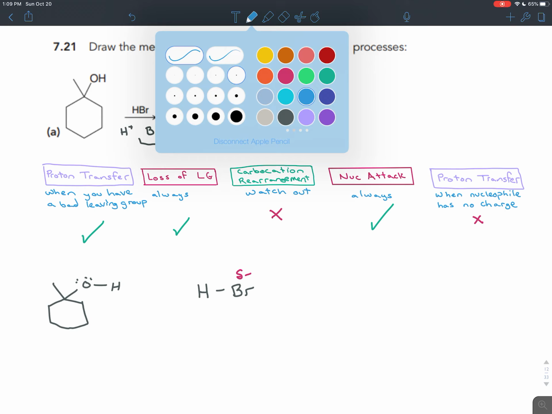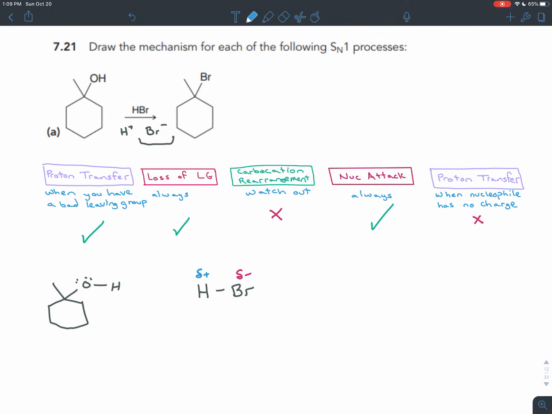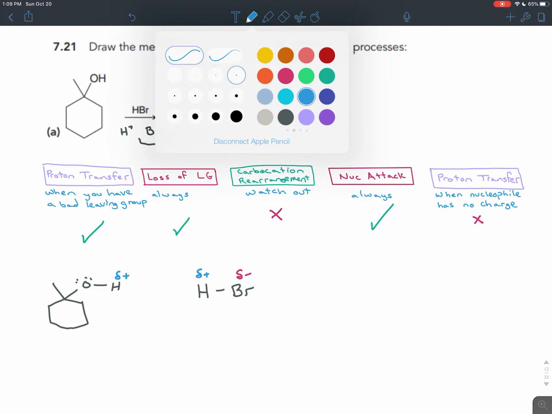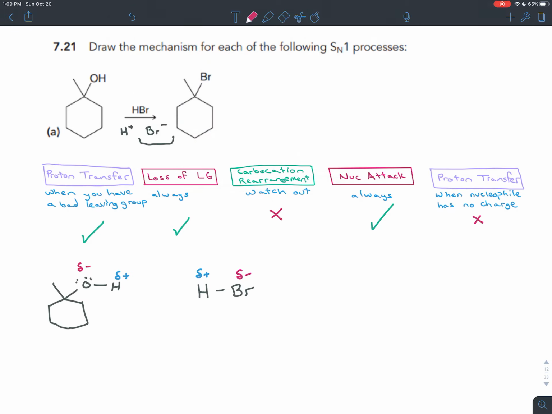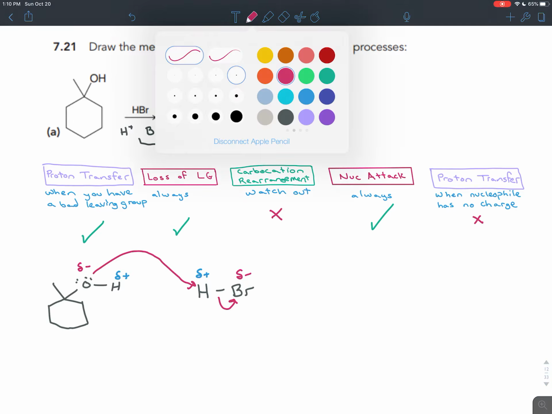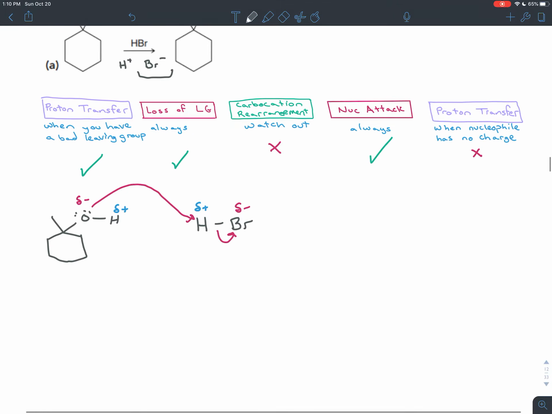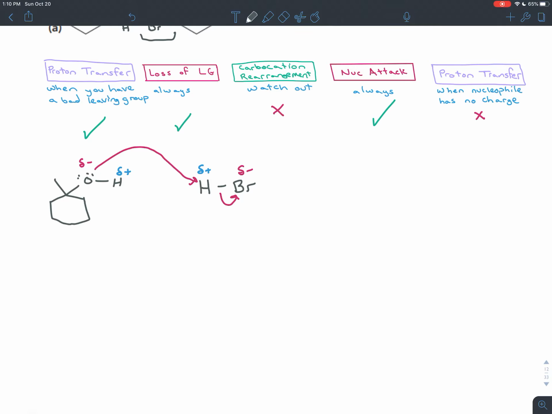Certainly, the bromine is more electronegative, pulls the electrons to itself, and the hydrogen is slightly positive. Similarly, the hydrogen here is slightly positive, and the oxygen is slightly negative. So to do the proton transfer, to turn this into a better leaving group, the slightly negative oxygen steals the hydrogen from the HBr. Hydrogen can only form one bond, so if it's going to form a new bond, the bond it has to break, and those electrons go on to the bromine. So that's our proton transfer.